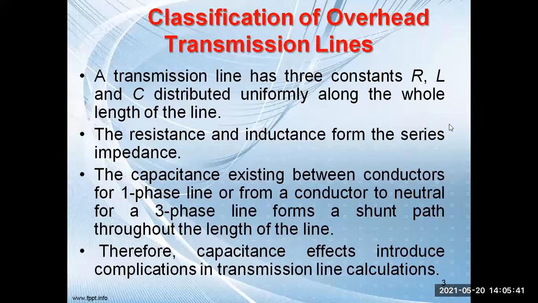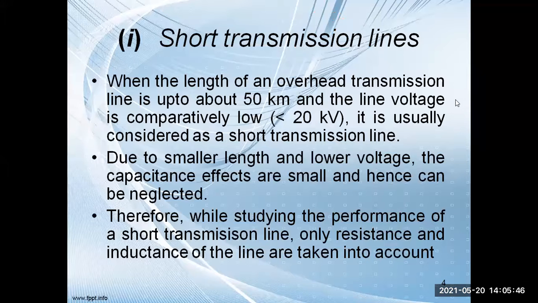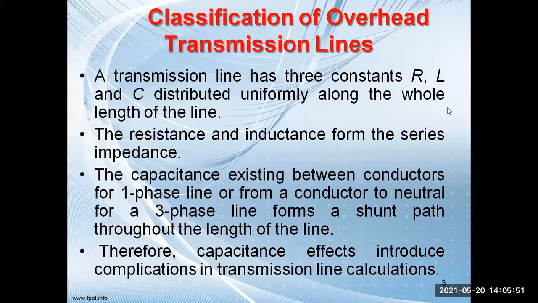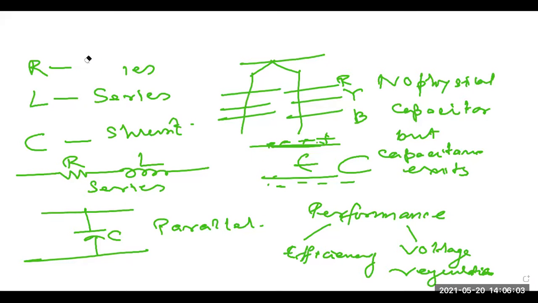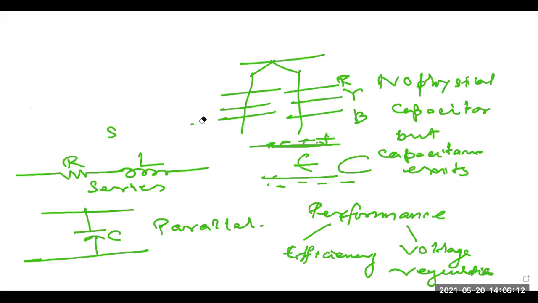Now, therefore, the capacitance effects introduce complications in transmission line calculation. It makes the calculation a complex one. So here we'll just discuss this thing. I will continue in the next class, but prior to that, I will discuss one point: we can classify the transmission line into three categories, depending upon their voltage level and their distance of transmission.